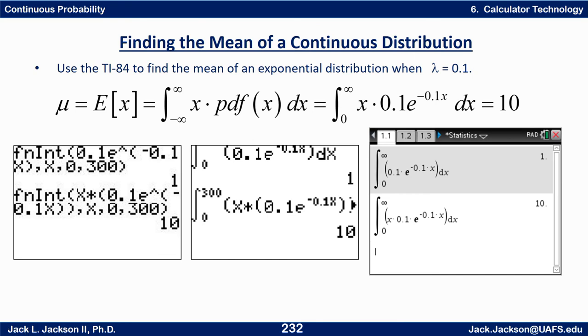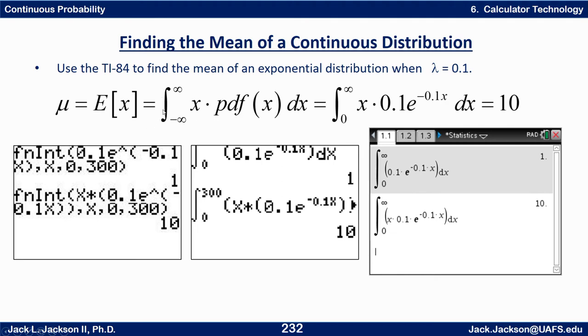Now, let's use the calculator to find the mean of the distribution. Remember, the mean of a distribution is the expected value of x. Well, what does that mean? Think about what it meant back in the discrete case. In the discrete case, that meant we took the x times the PDF, and we summed it up with a capital sigma, summed it up for all x's.